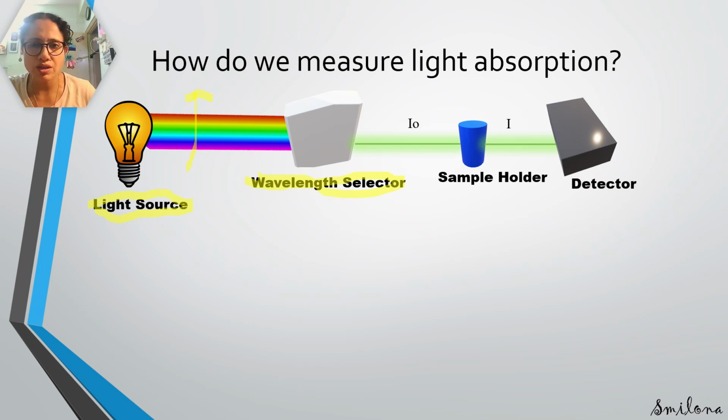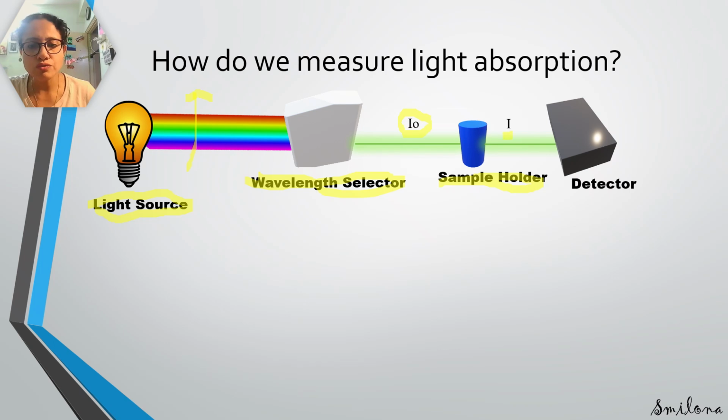In this case, I have shown green light. And this green light has a certain intensity, which I represent as I0. This green light is now going to come in contact with my sample, which is placed in the sample holder. The sample holder is mostly called a cuvette. And a certain amount of this light is going to get absorbed by the sample.